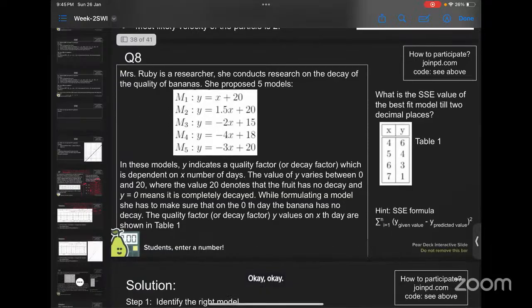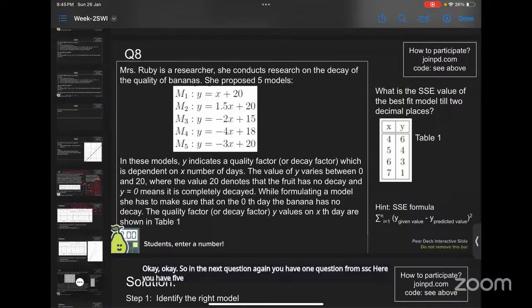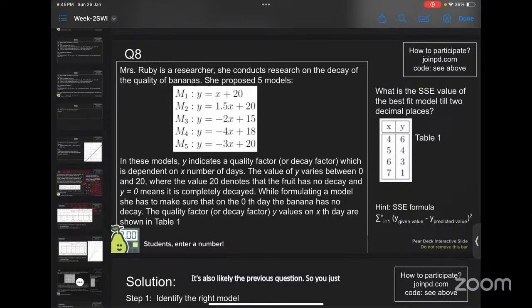In the next question, again you have one question from SSC. Here you have 5 different models, and you have to take the most likely model. It's also similar to the previous question, so take your time to solve it, then we will solve it together. I'm giving you 3 to 4 minutes to take your time and understand the question, so that you can try to solve it, then we will solve it together.